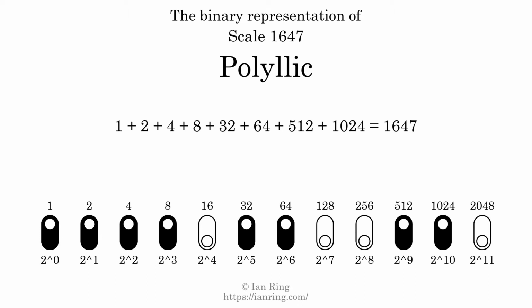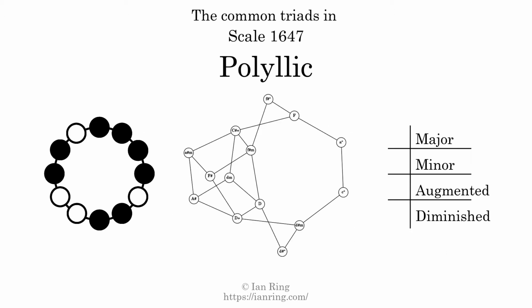1647. The scale number not only enumerates the scale with a unique index, but it also literally describes the tonal content of the scale. Represented as a binary number in base 2, the scale number is 0110011011111. Here are the common triads present in this scale. The diagram in the center is a graph of parsimonious voice leading between triads.